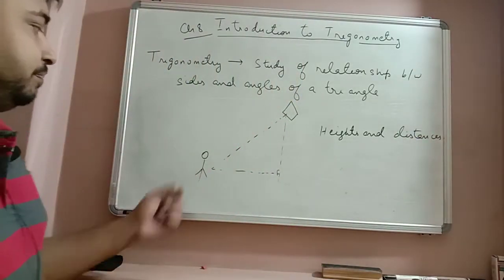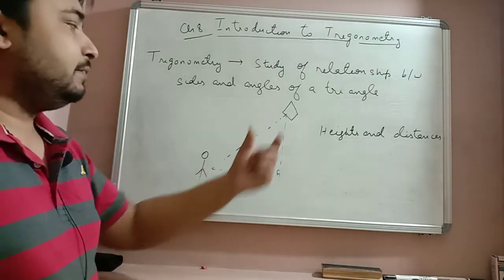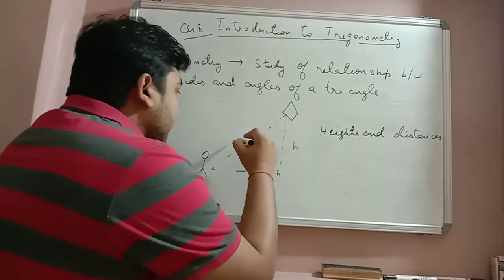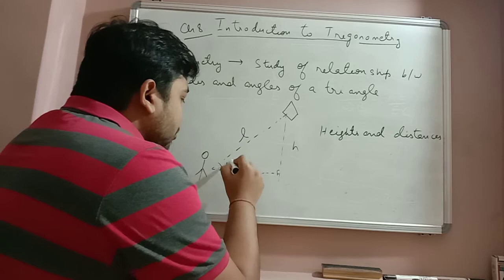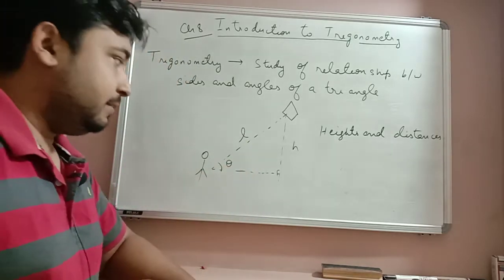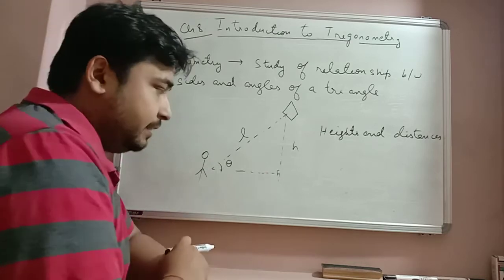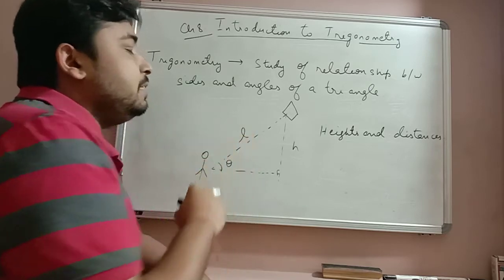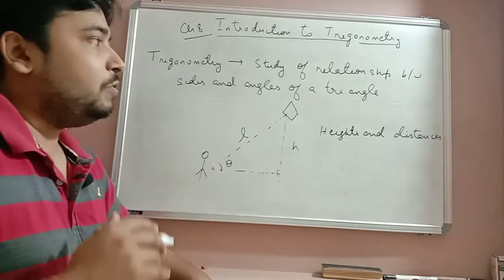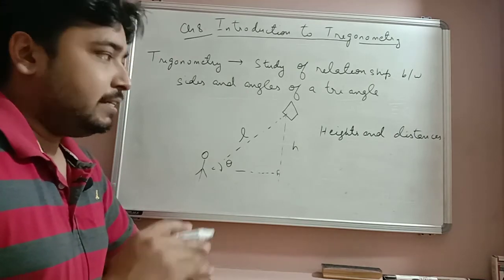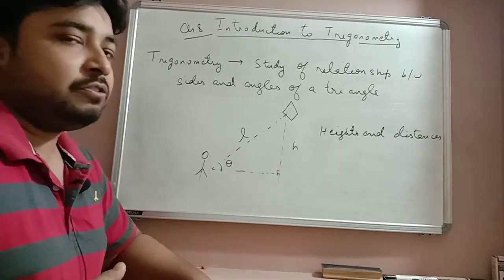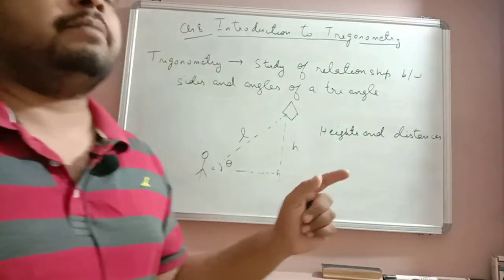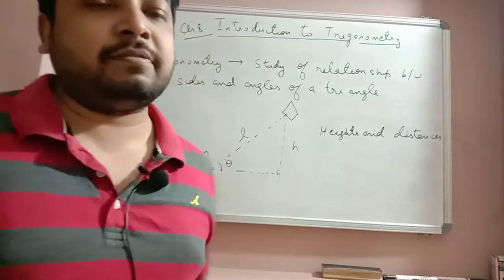For example, if a person is flying a kite at some height h, and the length of the string is L. By knowing the angle of elevation of the kite, that is the angle at which this kite is flying, we can estimate the height at which the kite is flying if the length of the string is known. We will come across some situations in the next chapter, applications of trigonometry, in which we use the relationship between sides and angles of a triangle to estimate heights and distances.